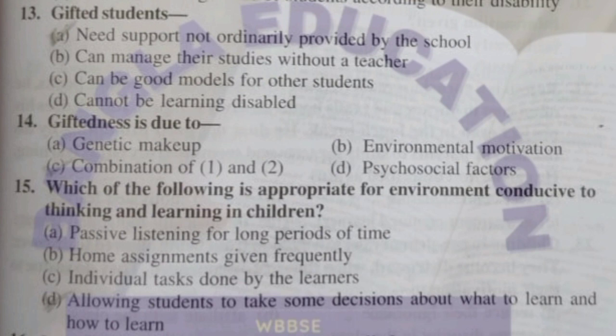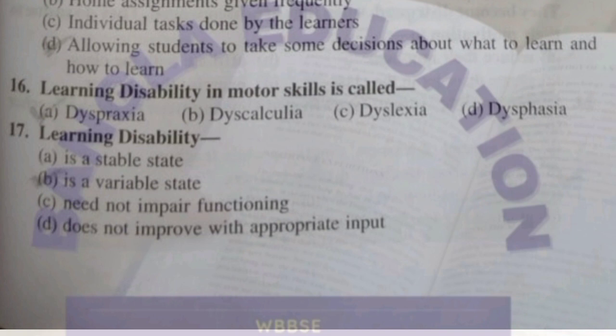Next question is 15. Which of the following is appropriate for an environment conducive to thinking and learning in children? A. Passive listening for long periods of time. B. Home assignments given frequently. C. Individual tasks done by the learners. D. Allowing students to take some decisions about what to learn and how to learn. So the answer will be option D, allowing students to take some decisions about what to learn and how to learn.